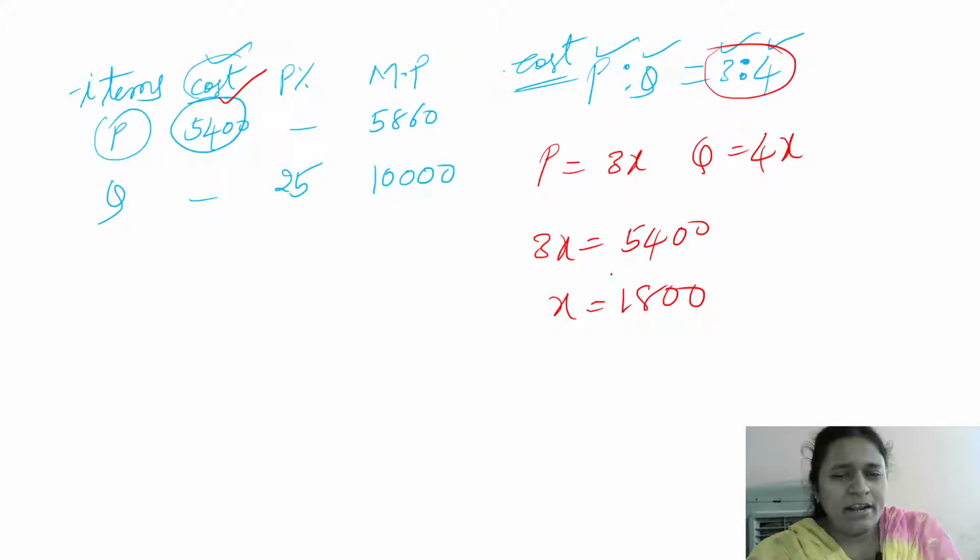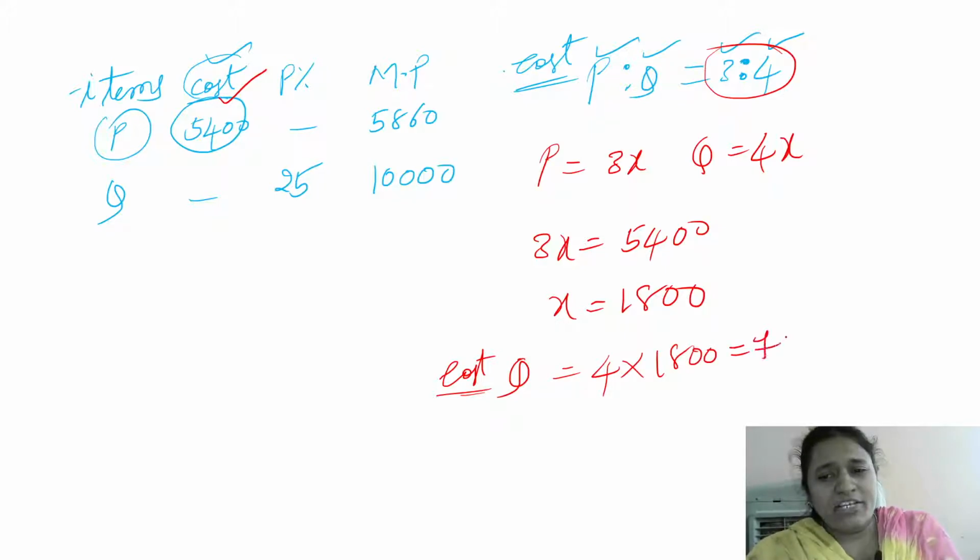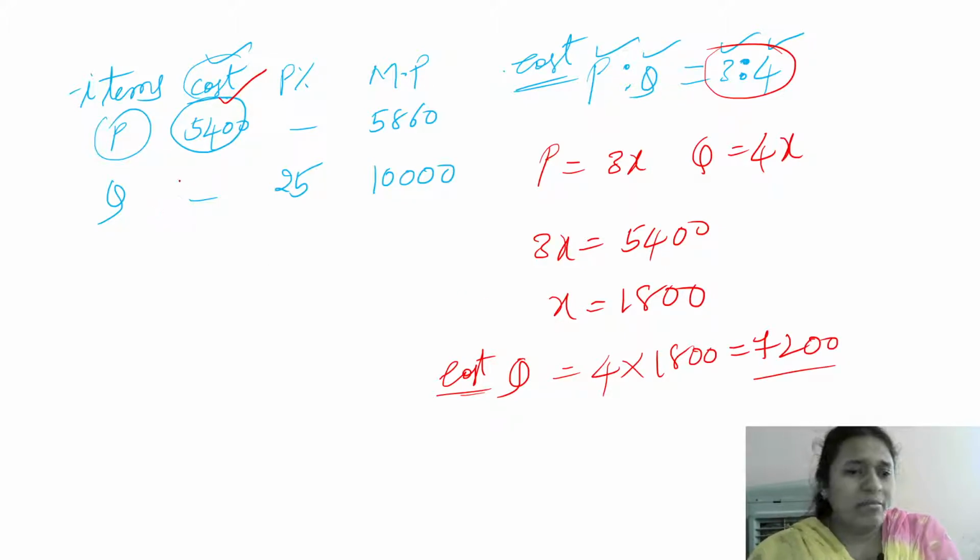Right? 1800. That means what is the cost of item Q? Cost of Q is 4x. 4 into 1800, that is 7200. 7200 is the cost of item Q.